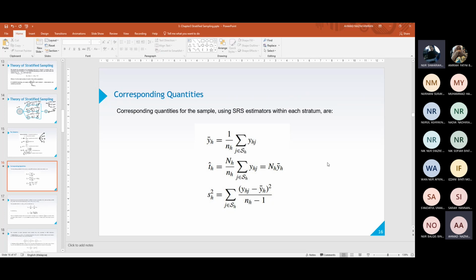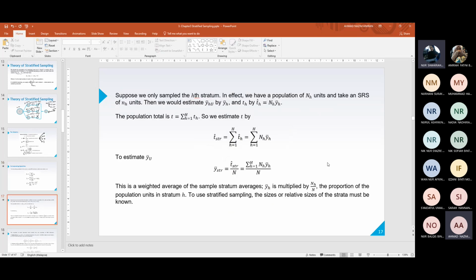All right. This is the same. Now, for this one, suppose we only sample the H stratum. In effect, we have a population of NH. In the previous slide, for example, we only sample the Bumiputra.